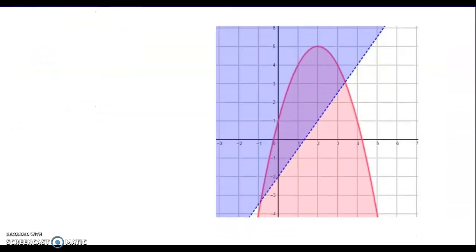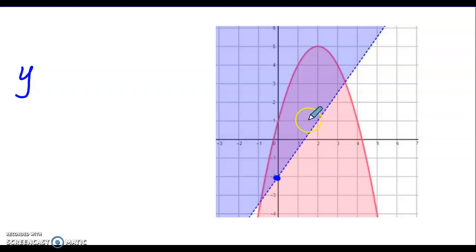Here is another system. You can see I have a line and a parabola. Let's start with the line. The line is in blue. I'll color code this time. So we have y. Here is my y-intercept.